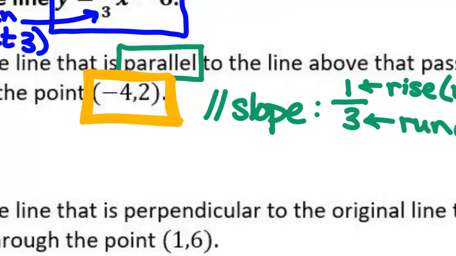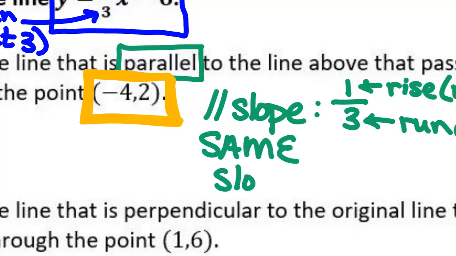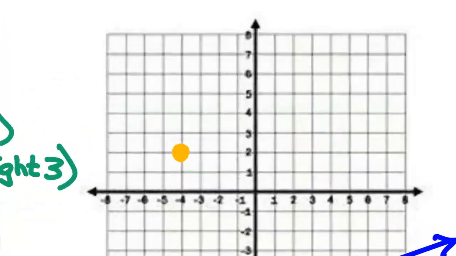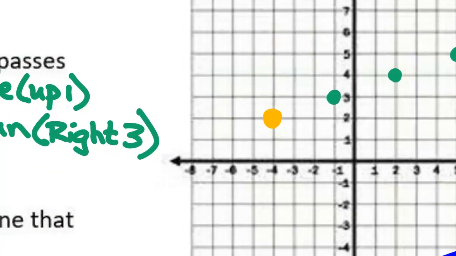Because whenever we are doing parallel, we want it to be the same slope. So from that yellow dot this time, up 1, right 3, up 1, right 3, up 1, right 3, up 1, right 3. I can take this one backwards from the yellow dot: down 1, left 3.